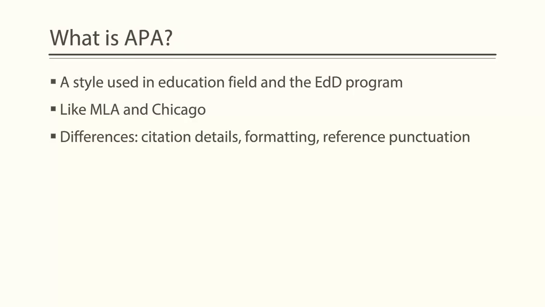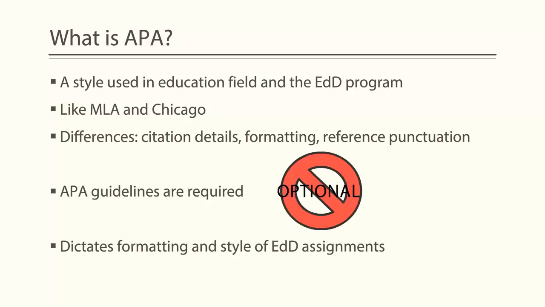APA is a style used for formatting and citations in the education field and in the EDD program. There are multiple styles. The most common are APA, MLA, and Chicago. The styles usually differ in small ways like ordering the citation information, formatting, and reference punctuation. The important thing to remember is that APA guidelines are required, they are not optional. Not following APA guidelines can result in points off of your assignments.